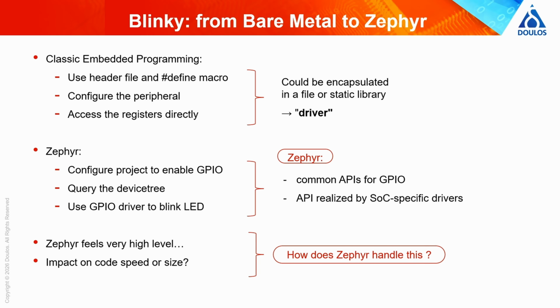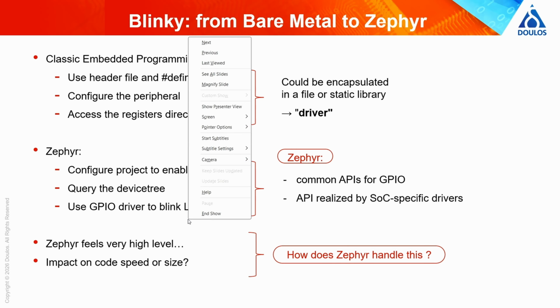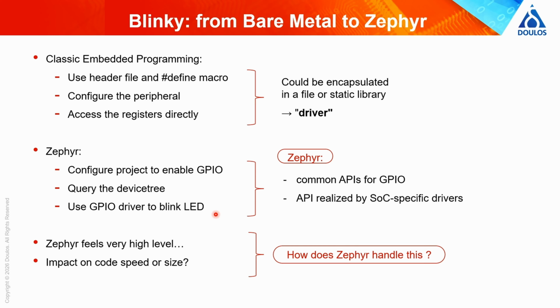Now, how do we do that in Zephyr? It's slightly different. We configure the project to enable the GPIO subsystem. We query the Devicetree, and we then use the GPIO API to blink the LED. So again, what I want to investigate with you is the impact on code speed and size and how Zephyr handles that.